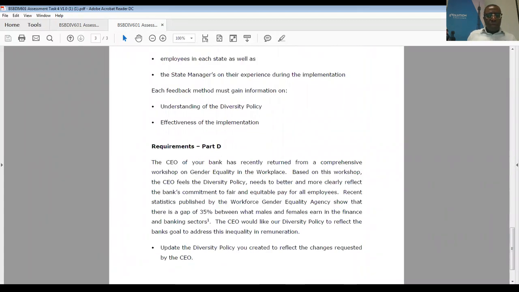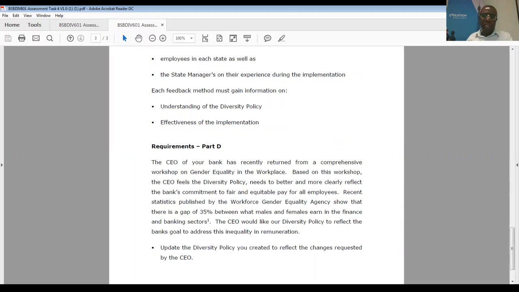So to be clear on what you're doing regarding diversity policy, the important thing to look at is there's a theme starting from assessment 1, 2, 3, and 4. The theme is in building the policy. As you can see, you build it up in assessment 1 and 2. When you come to assessment 3 and 4, what you're doing now to the policies is tweaking it.